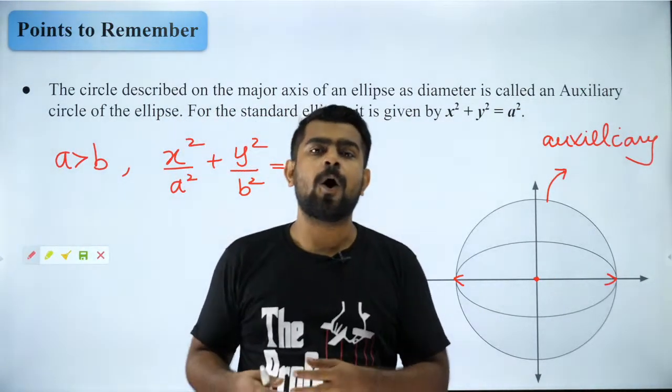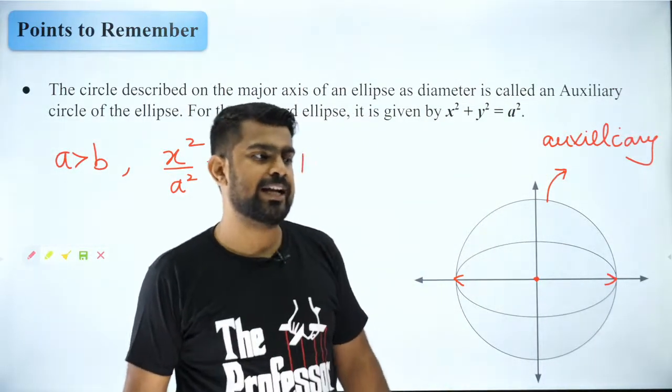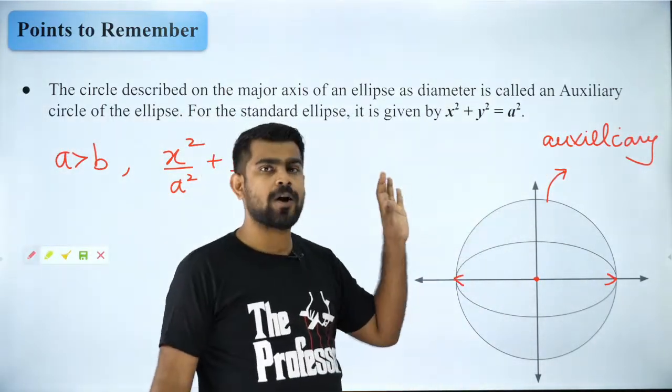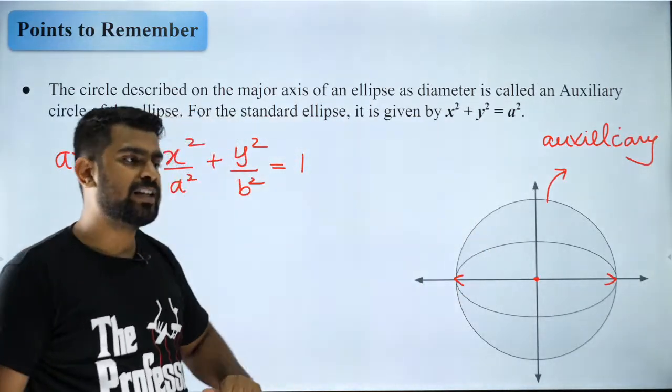No, Sasi, there. Orthogonal is a different concept. Don't worry about it right now. And auxiliary circle has not got anything to do with that. Okay? So don't worry about it.